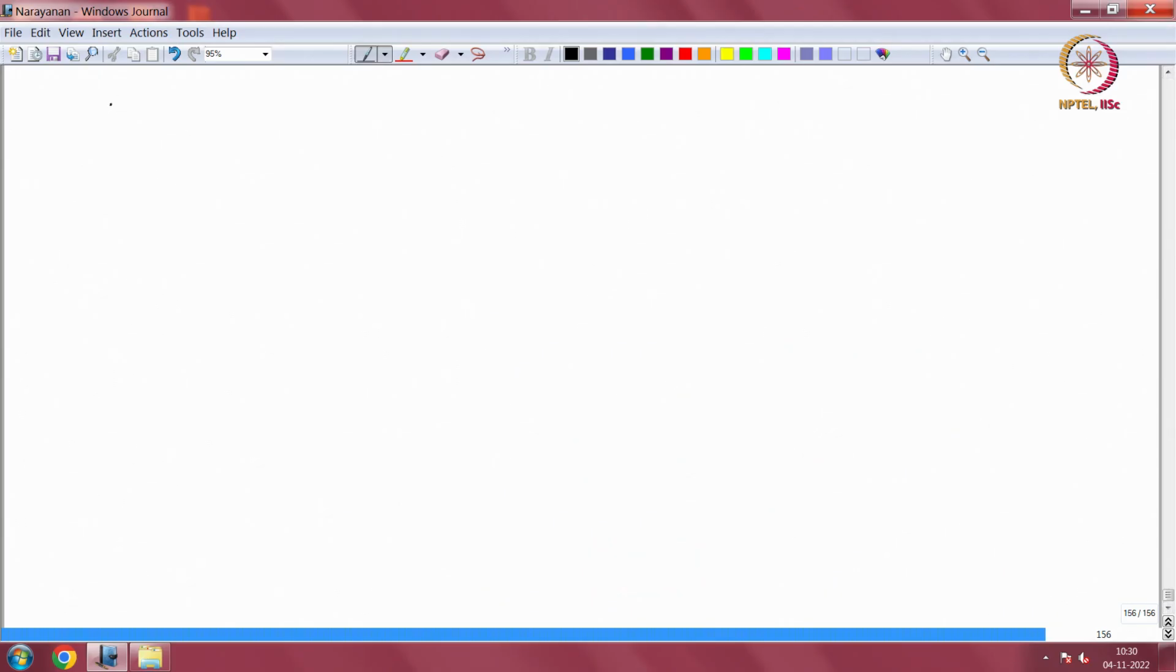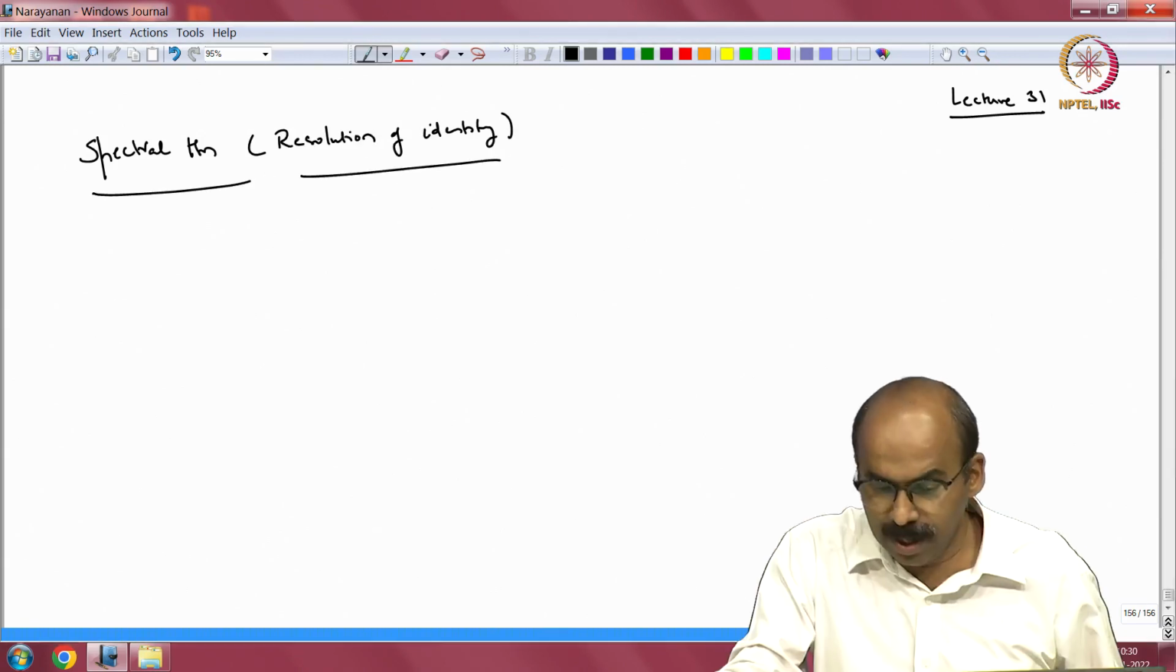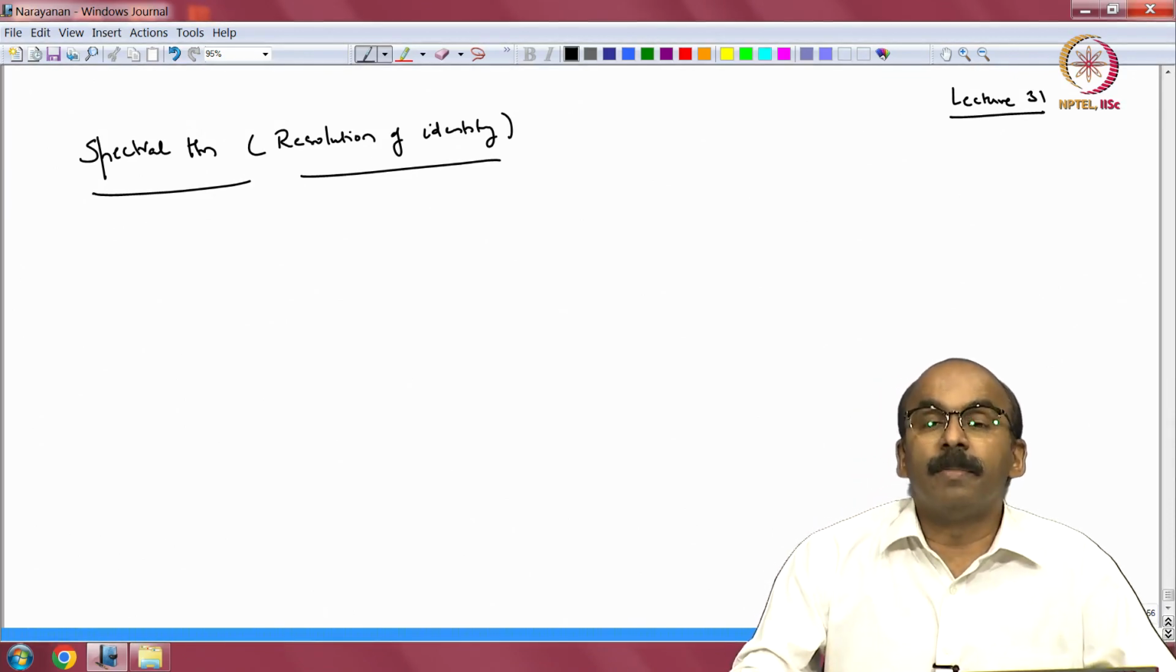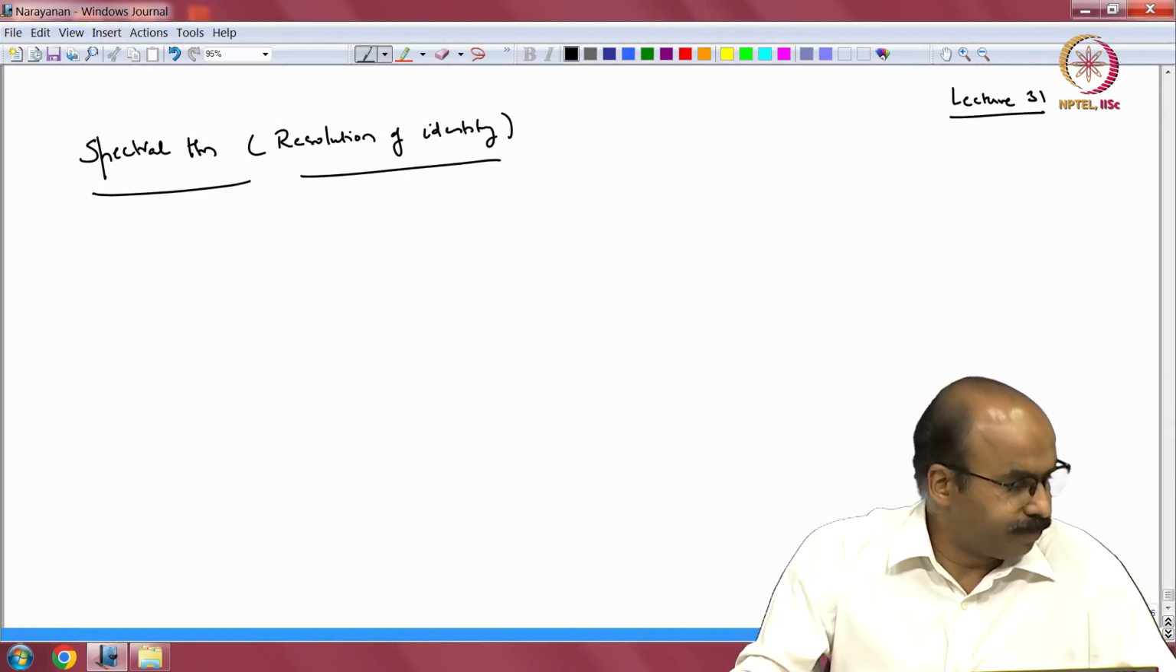So, let me start writing down various formulations of the spectral theorem. This is the resolution of identity form. We defined resolution of identity in the last two classes and studied its properties, and we know that we can develop continuous functional calculus with it.